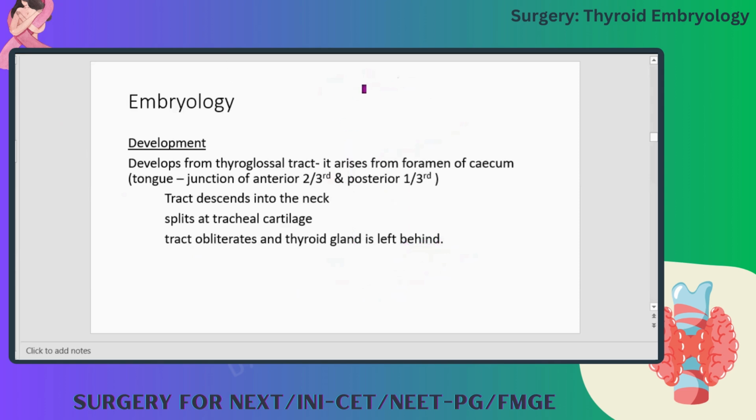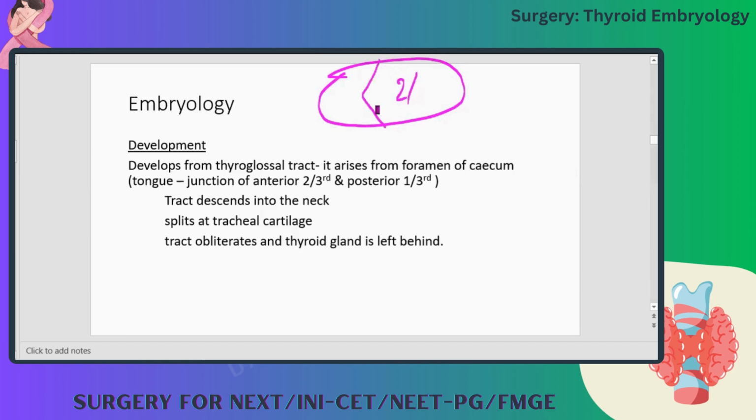So you should know what the tongue is: anterior 2/3, posterior 1/3. At the junction of the tongue there is a foramen cecum. From the foramen cecum there is a tract going down. This tract is known as the thyroglossal tract, which will ultimately form the thyroid gland.